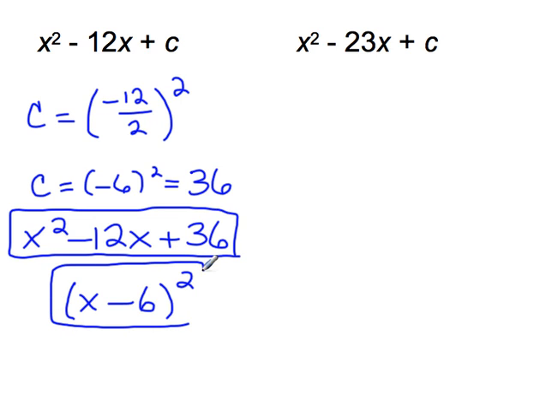So that would be written as a binomial squared. If you were to write this out, x minus 6 times x minus 6, you would get back to this. Okay, so that's the factored form.